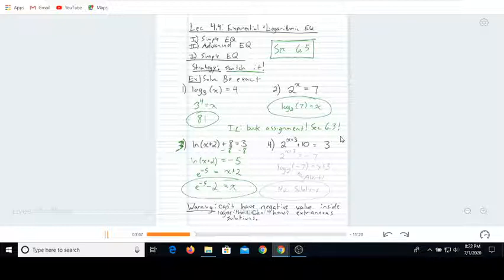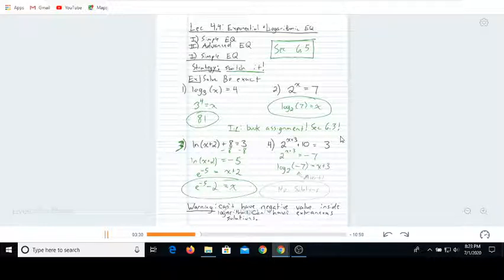And then let's look at number 4. Let's go ahead and isolate that by subtracting 10 from both sides. We are now ready to switch that to a logarithm. Again, you want to make sure you're very comfortable switching from exponentials to logarithms. So it's going to be base 2, input is negative 7, and we have x plus 3.